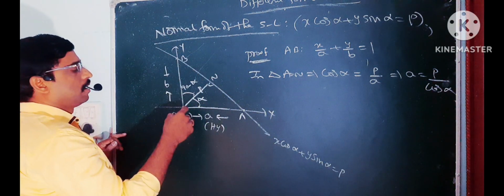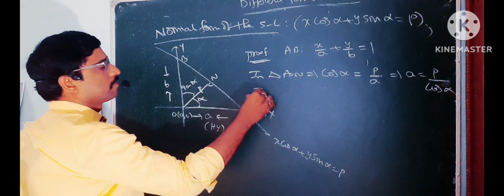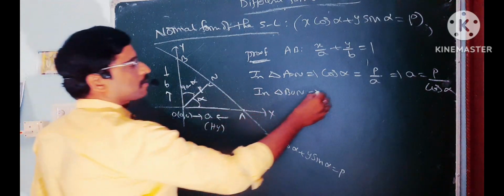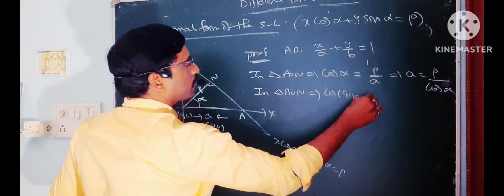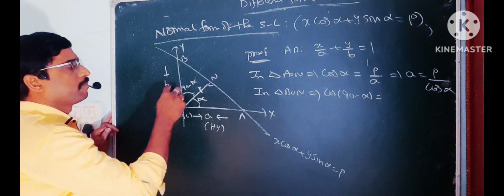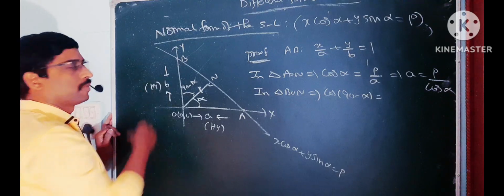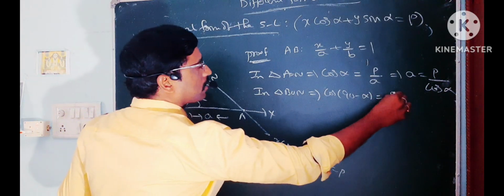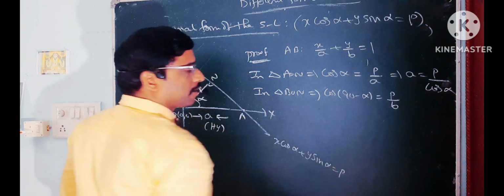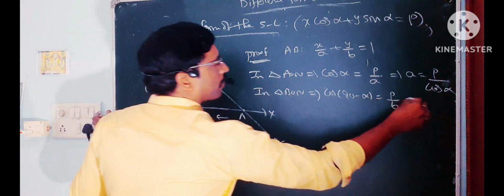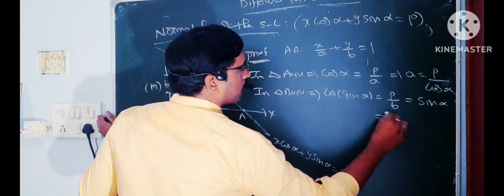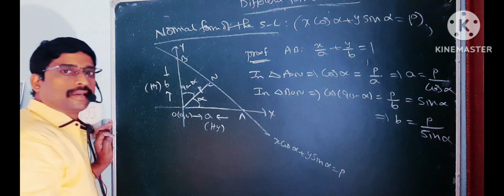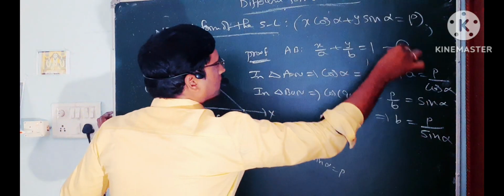Now I am taking triangle BON. Cos (90 minus alpha) is equal to adjacent side by hypotenuse. Here b is the hypotenuse in triangle BON. Cos (90 minus alpha) is equal to p by b, and cos (90 minus alpha) is sin alpha. So from this equation, b is equal to p by sin alpha. Now substitute the values of a and b in equation number 1.